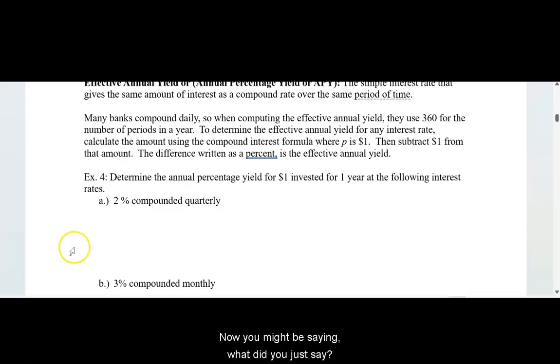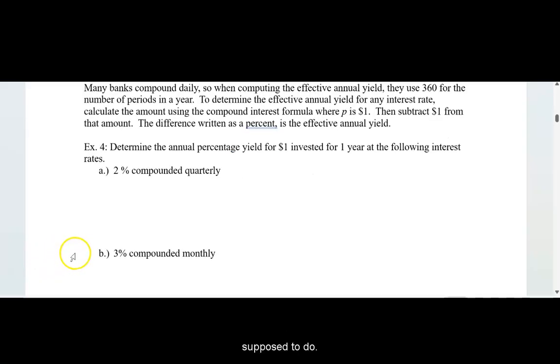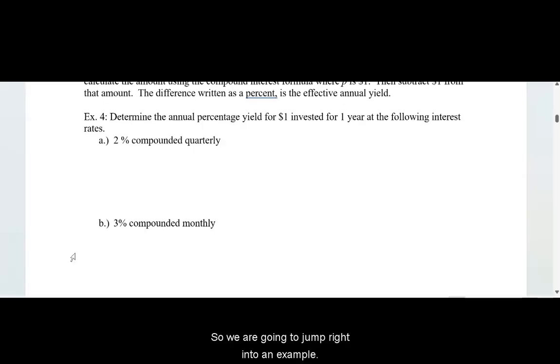Now, you might be saying, what did you just say? I don't understand any of this. And that's fine. I know sometimes when it's all in words, we don't always understand what we're supposed to do. So we are going to jump right into an example. This is going to be the last thing we do for this whole topic of compound interest. And I'm going to show you how we find our APY.